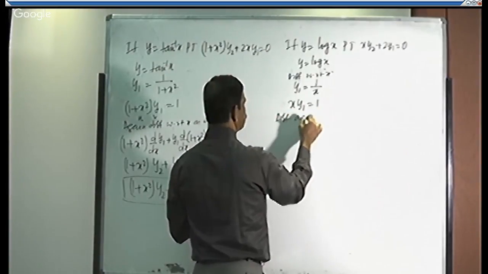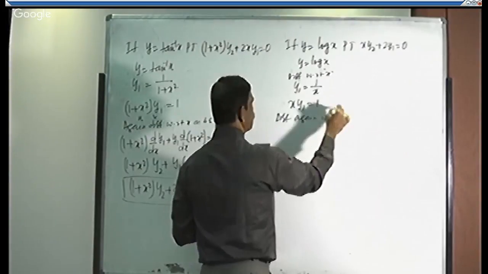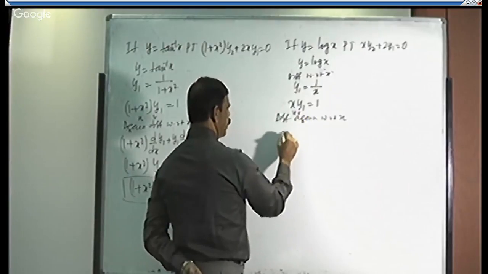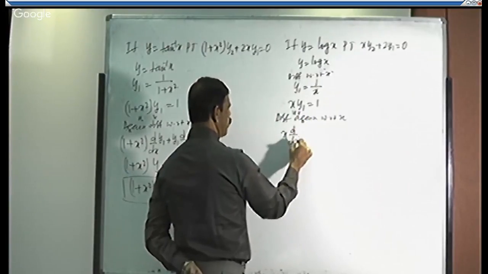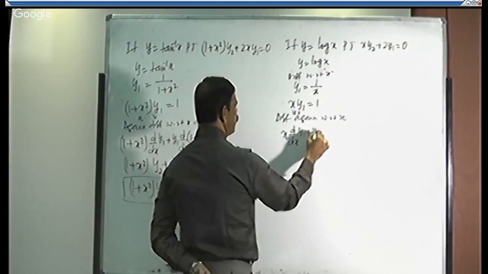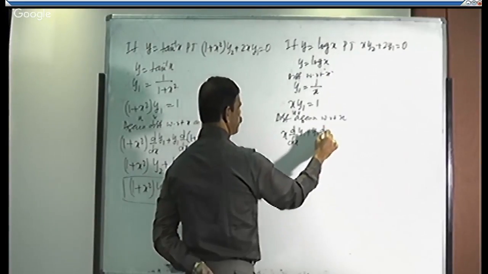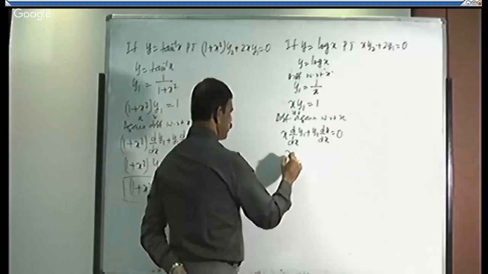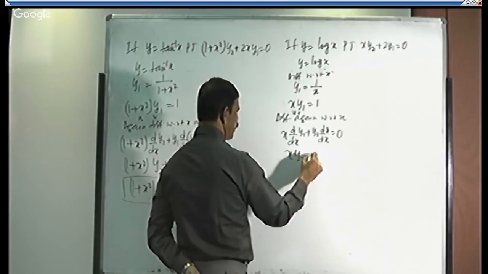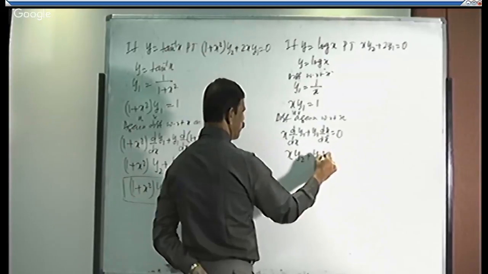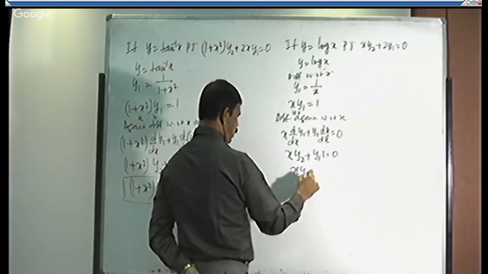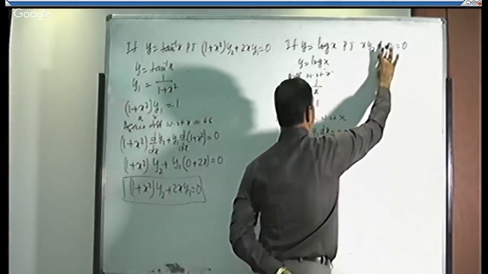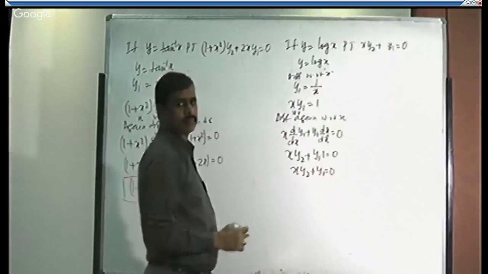Differentiate again with respect to x. How to differentiate the left hand side? Product rule, u into v: x into d by dx of y1 plus y1 into d by dx of x is equal to 0. Right? X into differentiation of y1 is y2, plus y1 into differentiation of x, which is 1. So we get x y2 plus y1 is equal to 0. Clear?